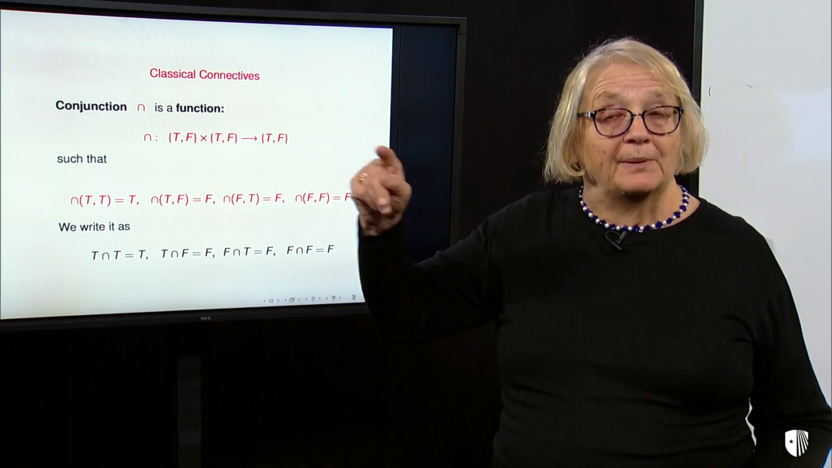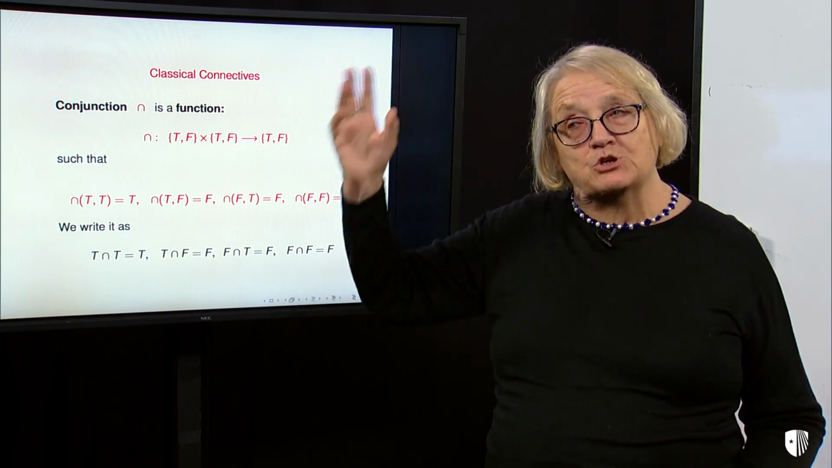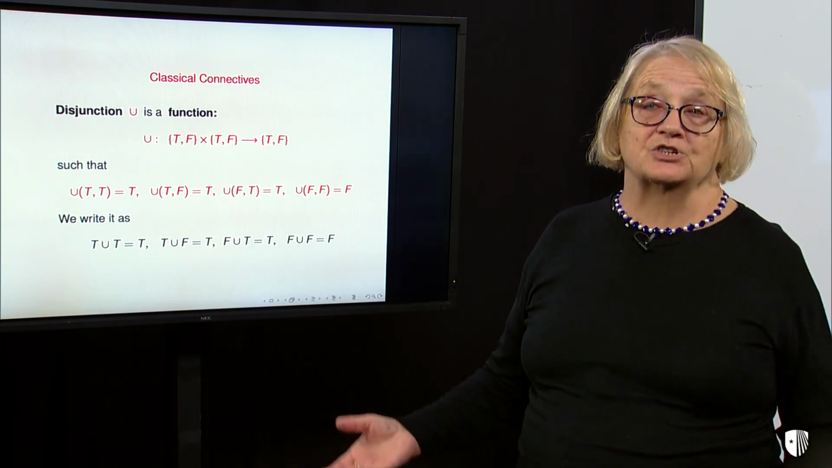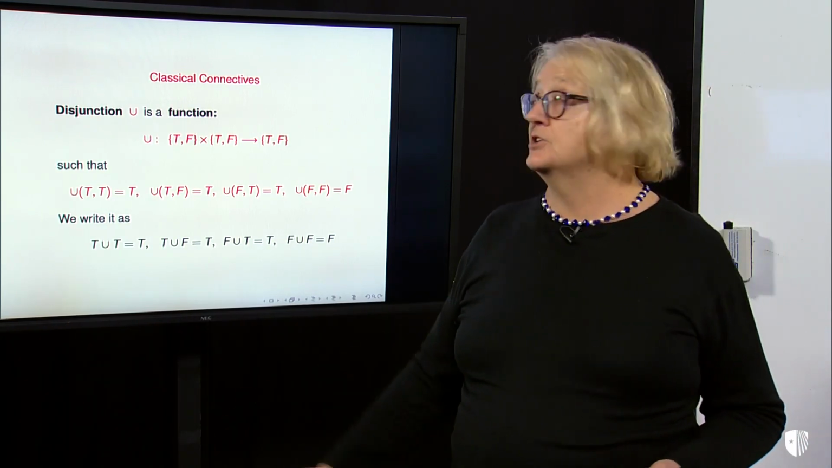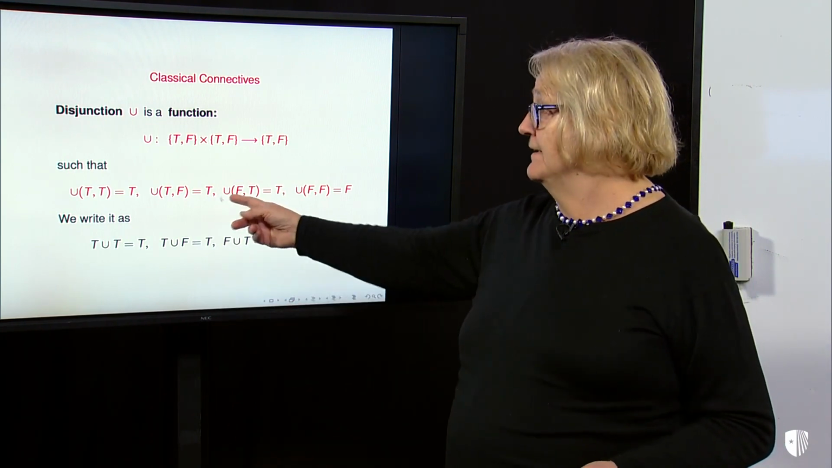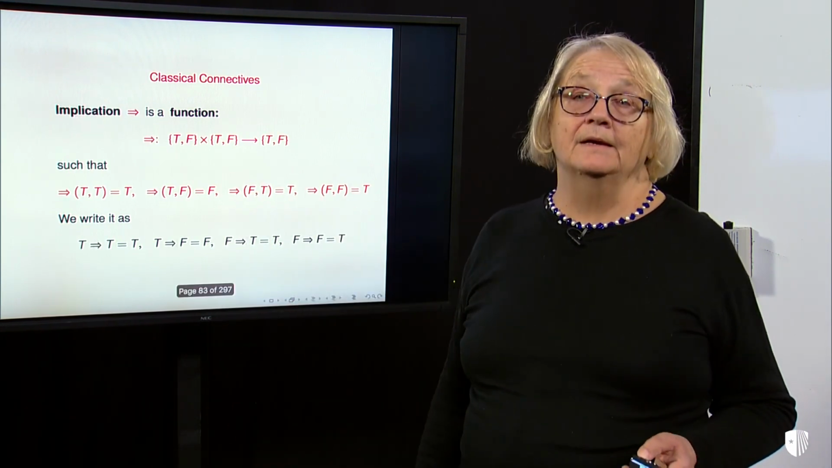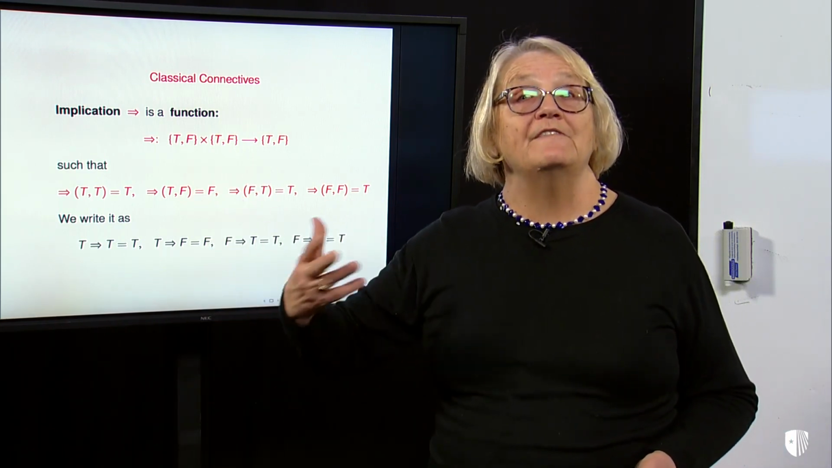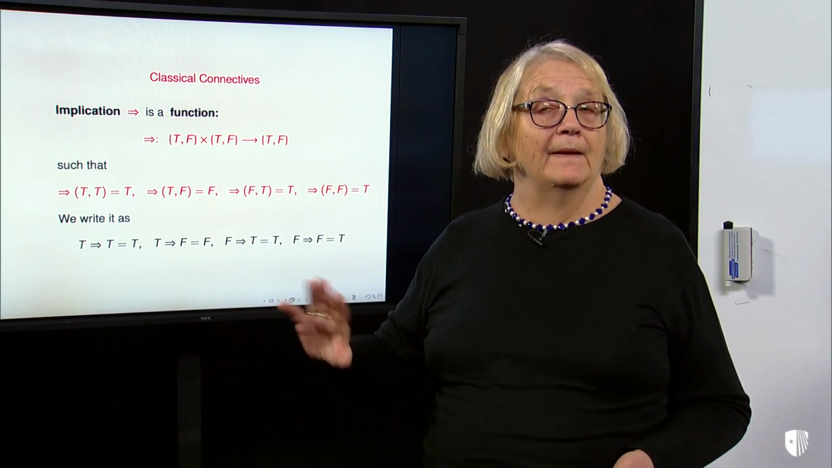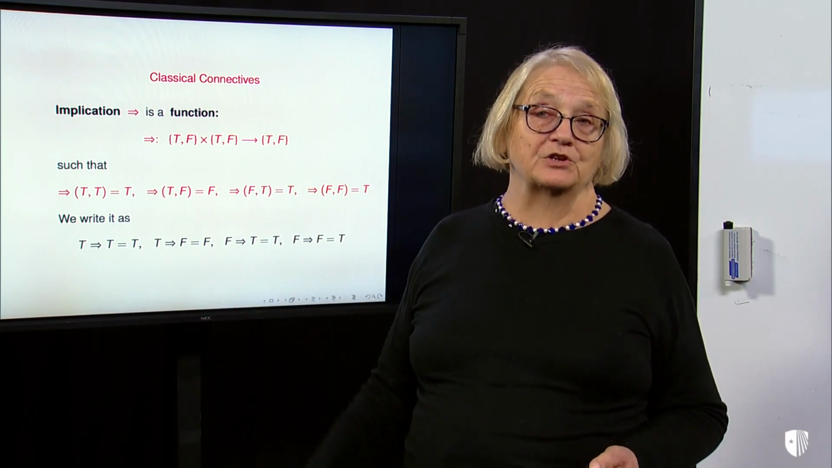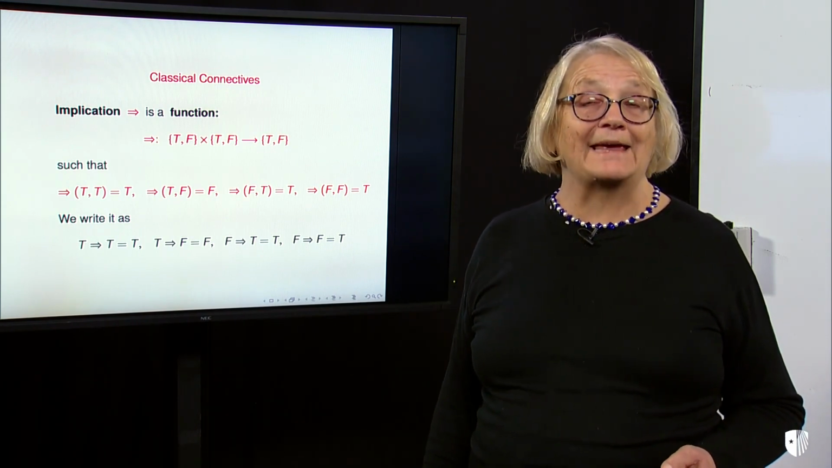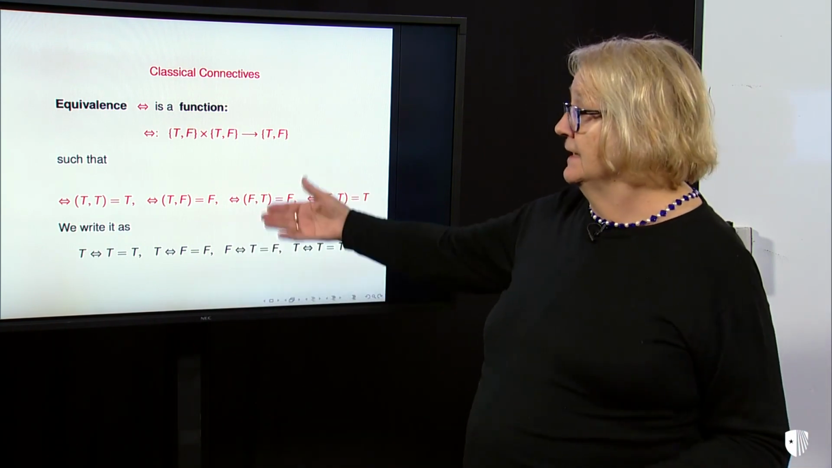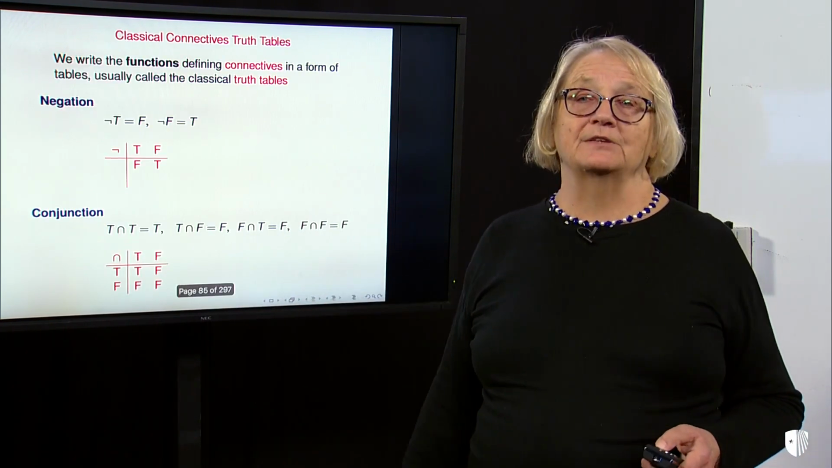You don't write plus 1 plus 1 plus 1, 2, you write 1 plus 2, so we use that notation. Disjunction, again, is a function defined in such a way. And implication is another function, and we already discussed in chapter 2 the motivation for those definitions. Now we just do the formal part, we don't discuss the motivation anymore because we already agreed on that definition of implication. Equivalence is again another function which is defined by such a formula.